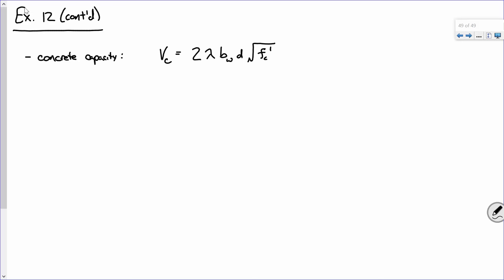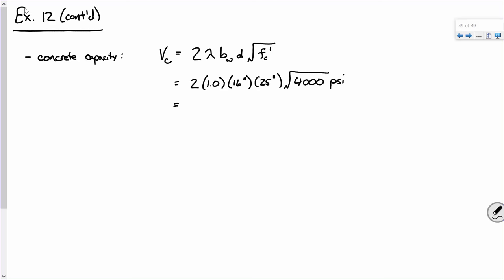Right? So, that's 2 times what's lambda? 1, it's normal weight concrete. What's the width of the beam? 25 inches. Times the square root of what? 4,000, there we go. Square root, you put in PSI, you get out PSI. So, if I plug and chug, what numbers do I get?